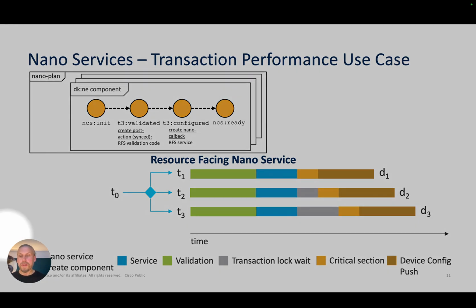In this example picture you have up here, there are states that we go through. There's always an init state. In this case, we have a T3 validated state for the transaction we were using before. We have a configured state. So what will happen here if we execute this component with the plan we have implemented with states is that there will be post actions. You can have post actions after or before.